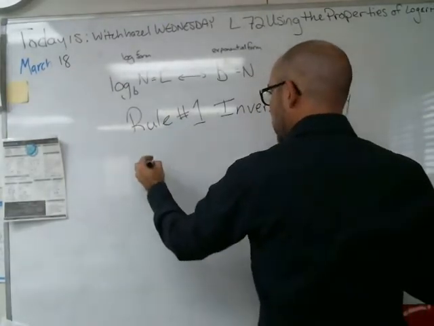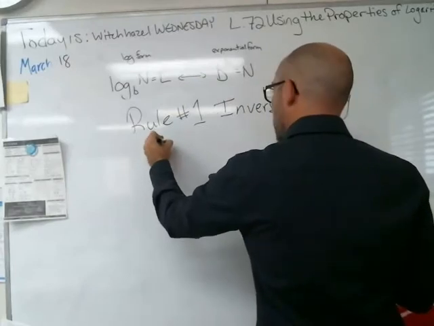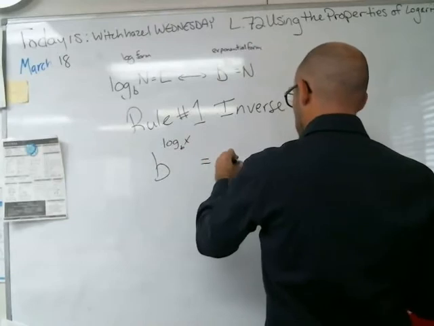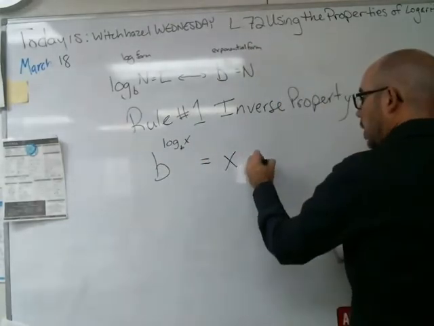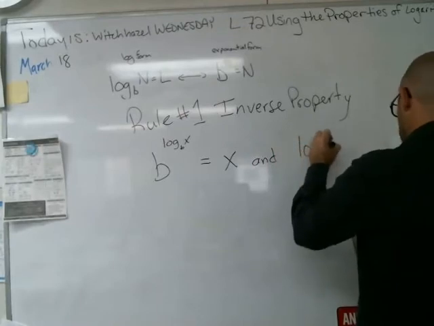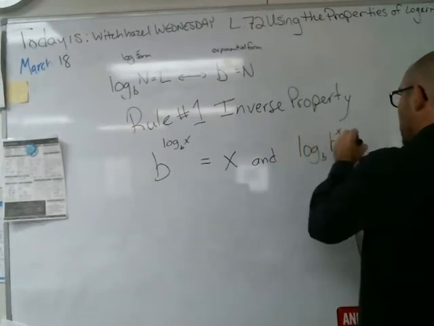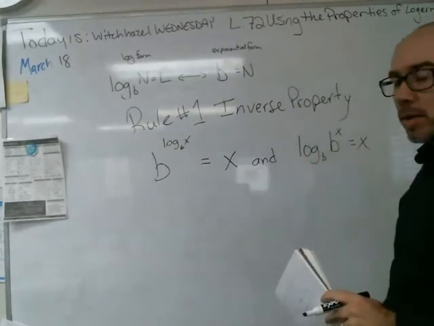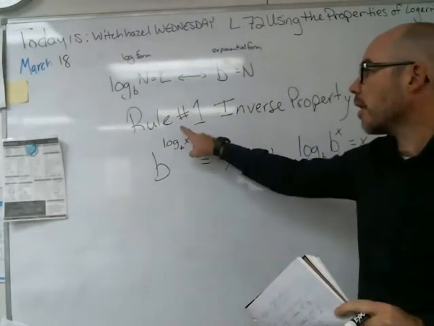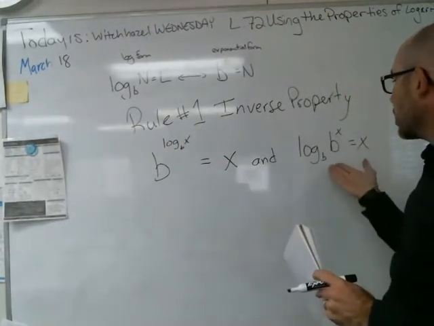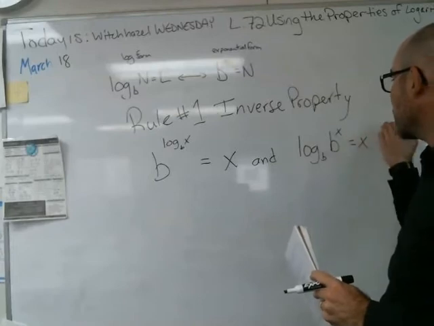And here we go. This is what it looks like. b to the stuff equals x, and log base b of some stuff equals x. These are inverses of each other. I'm going to treat all this just like stuff, like that's equal to y, right? And we can see here that log base b of b to the x is x.